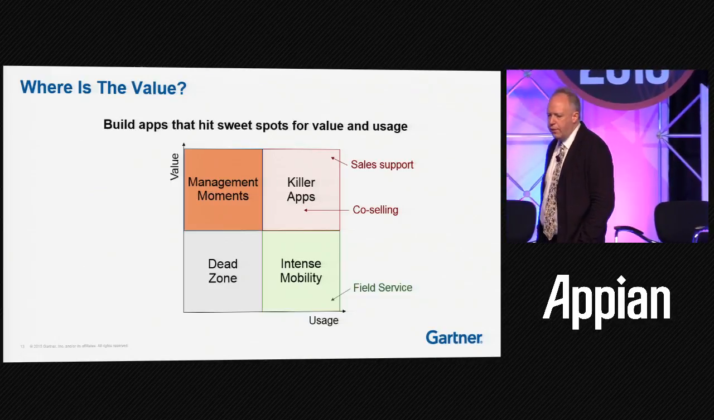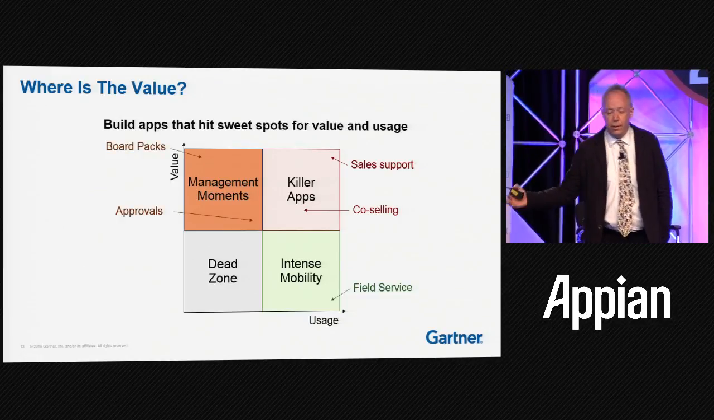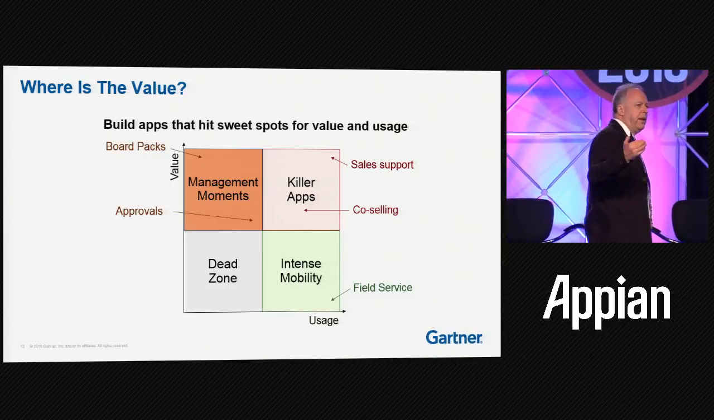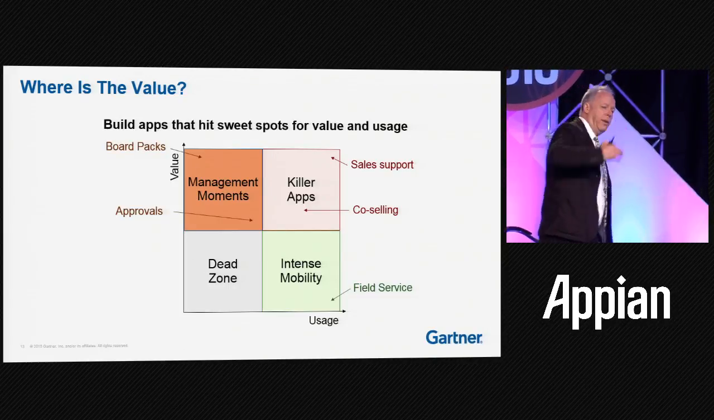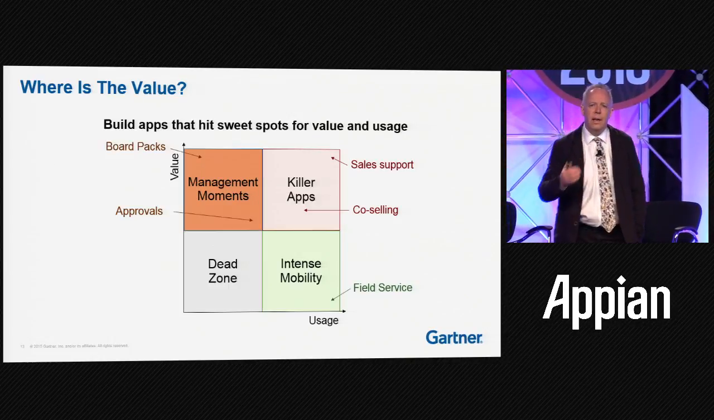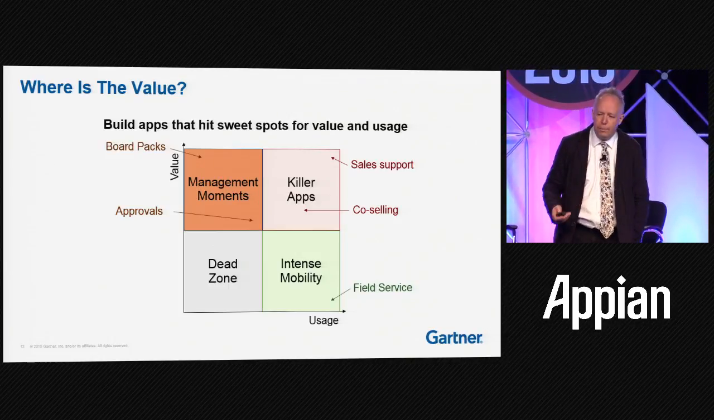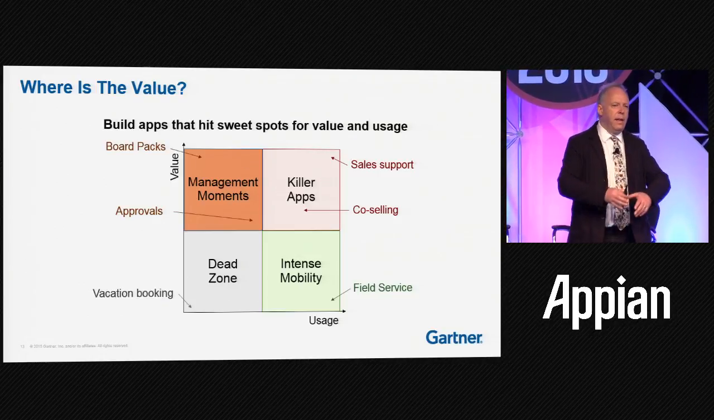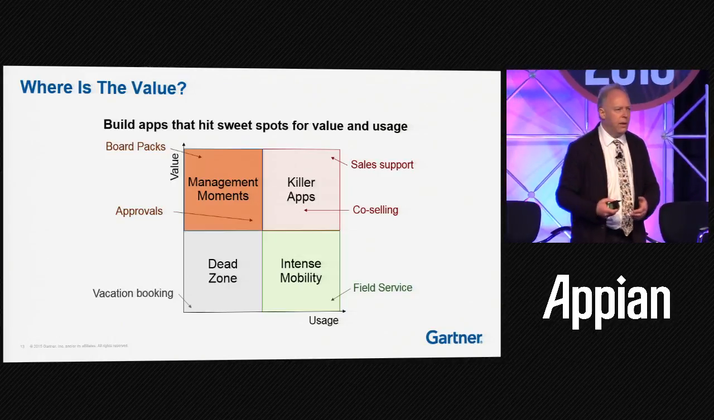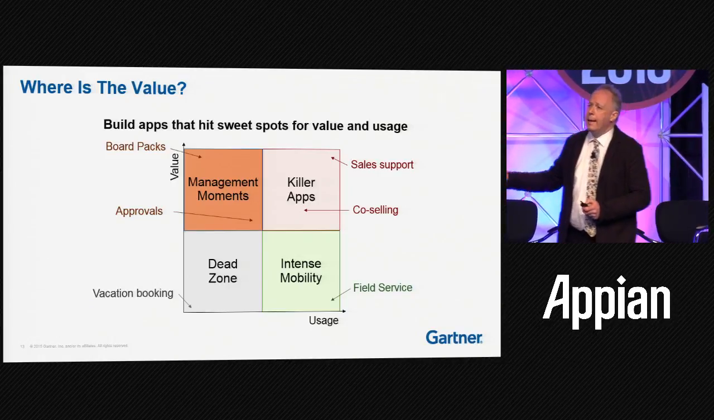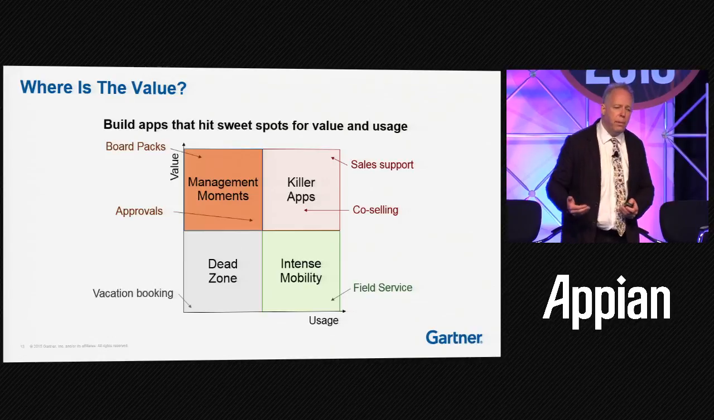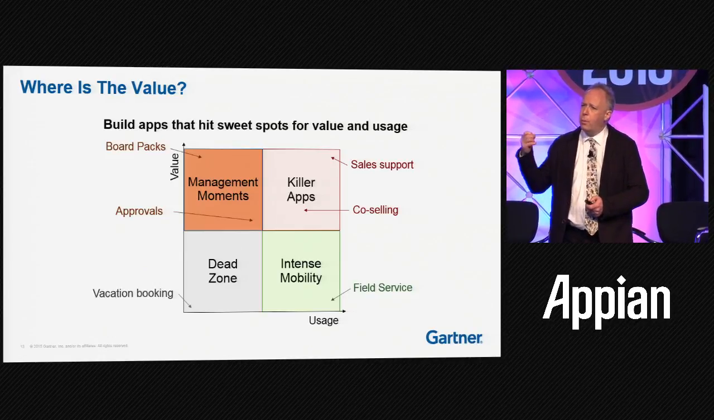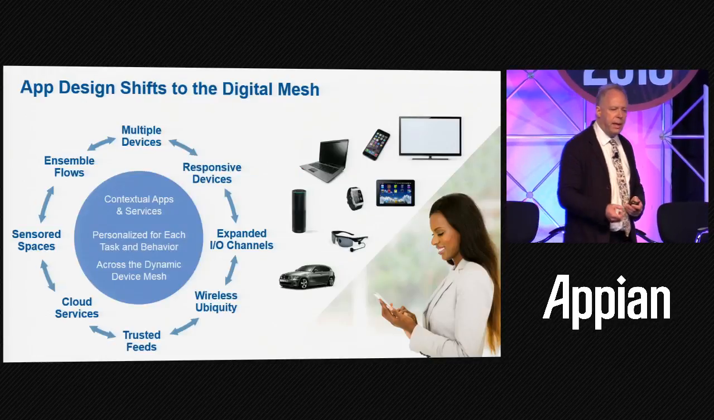Some things like field service are used very frequently but are low value. Some stuff like approvals and board packs are used less frequently but are very high value. So you'll notice that all of these things are showing significant value. And then of course there are some things down there in the dead zone, like vacation booking, that get used occasionally and have relatively low value, but it makes people happy and it's an efficient thing to do. So we see a lot of people doing those. Use this tool to assess what you should be building first on mobile in particular.